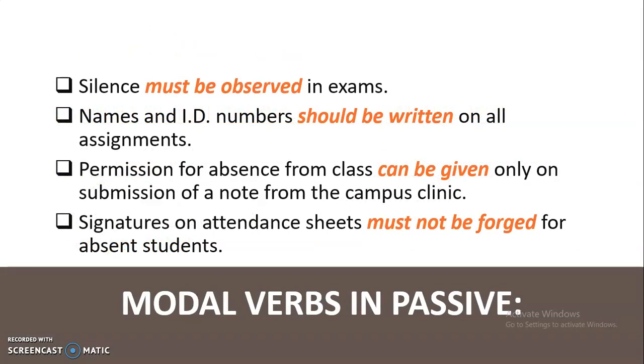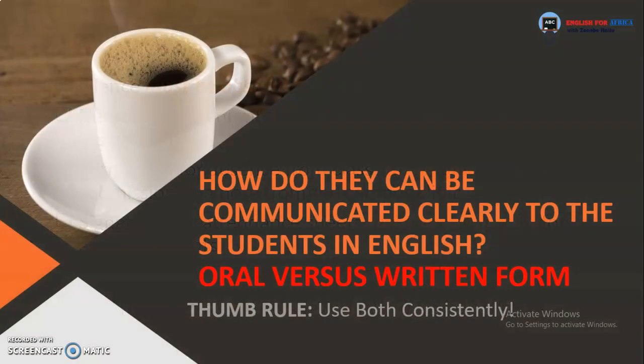Silence must be observed in exams. Names and ID numbers should be written on all assignments. Permissions for absence from class can be given only on submission of a note from the campus clinic. Signatures and attendance sheets must not be forged for absent students. So in this way, by using passive voice, you can give basic ground rules to your students at the beginning of your year or semester.